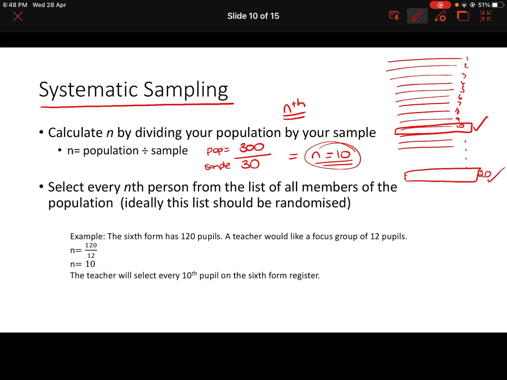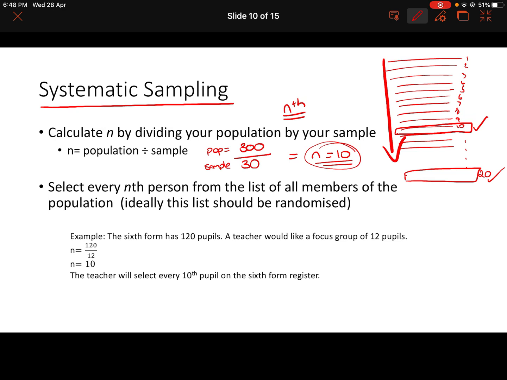And so on and so forth. Ideally, we want this list to be randomized. That's our first step. That's not always the case, however. That's not a necessary part of systematic sampling. It's just important if you want to get it right.